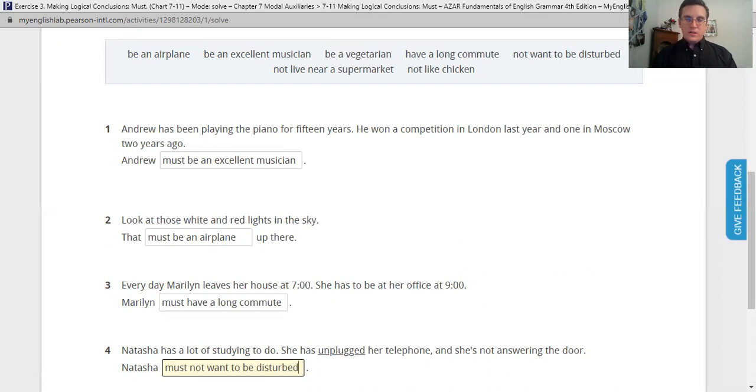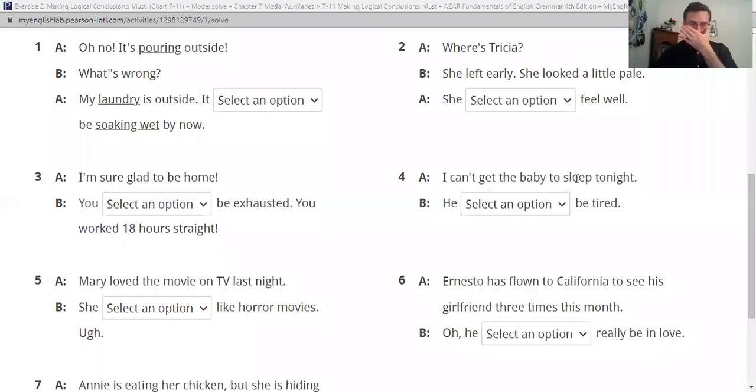Okay, so here are some logical conclusions. Did you get them all right? I know you did. Okay, let's look at these, and we'll do the first one together. Number 1, oh no, it's pouring outside. And that means it's raining heavily. It's pouring. What's wrong? My laundry is outside.